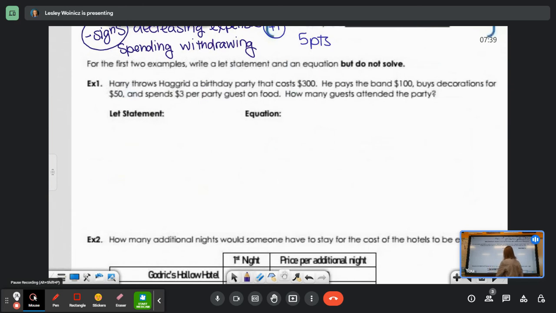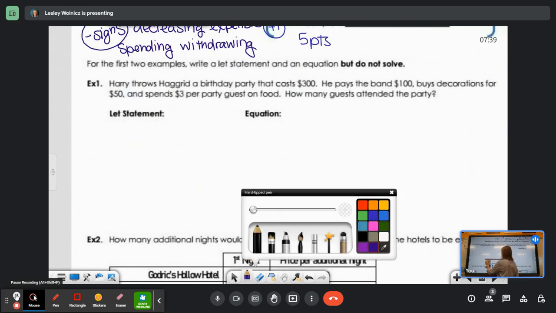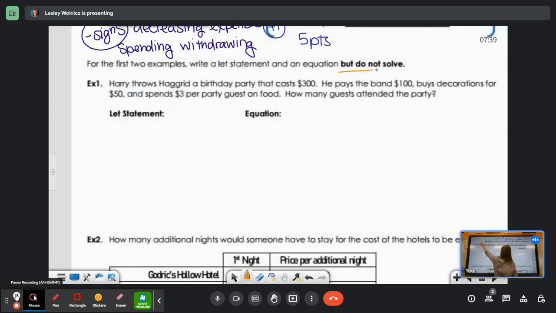All right, so we're going to look at this first example. We're going to set them up, write let statements, write equations, but we do not have to solve. So we're just going to talk about setting them up. So we've got Harry throwing Hagrid a birthday party costing $300. It's going to cost $100 for the band, and he's buying decorations for $50. Okay, now he's going to spend $3 per party guest on food. We want to know how many guests attended the party.